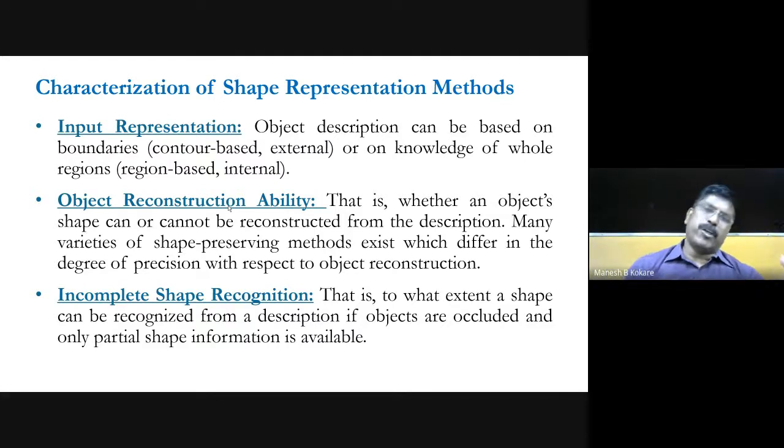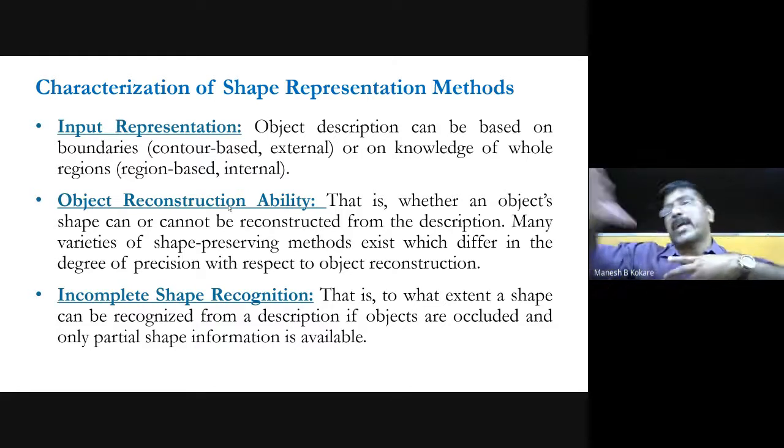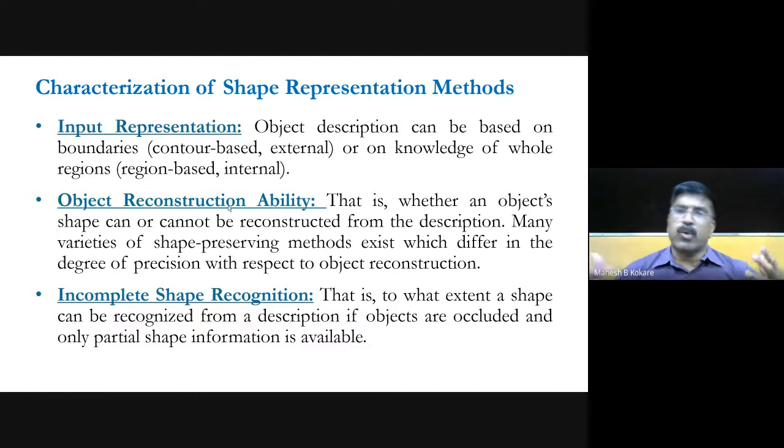But when you are extracting the feature, that is the analysis part, and then from those features, can we reconstruct the object back? That is the synthesis part. If your method is able to extract the features, and from those features we can reconstruct the object back, then that will be a really good method. So if your method for shape representation has the ability to reconstruct the object back, that method is considered good. That is, whether an object shape can or cannot be reconstructed from the description.